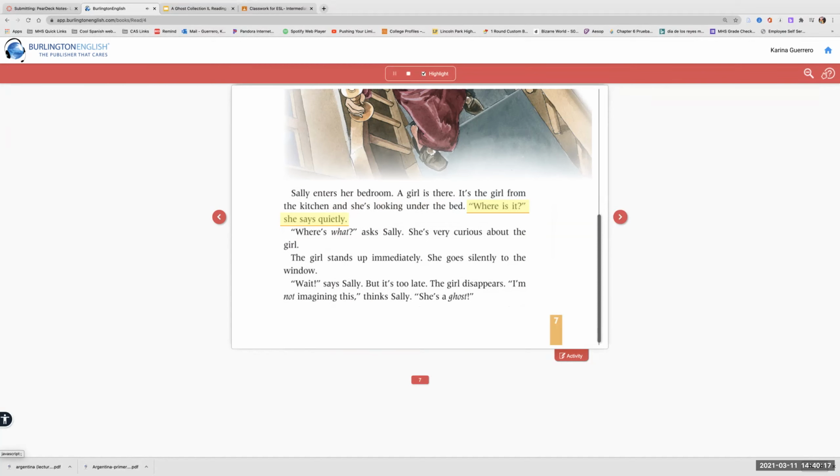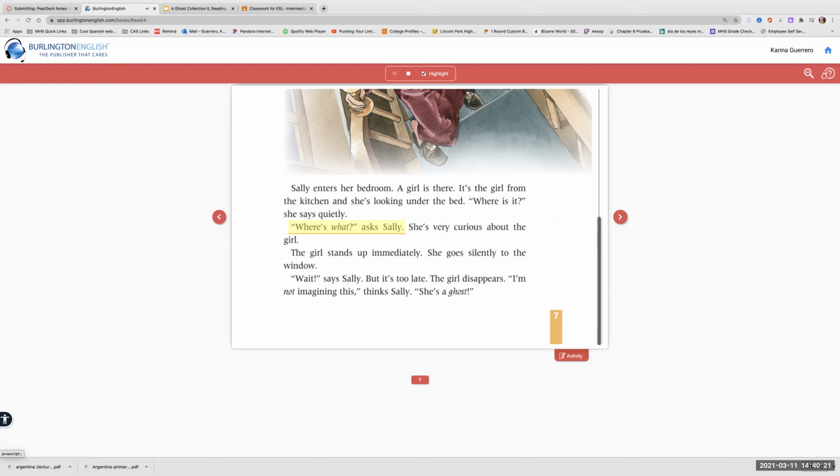Where is it? She says quietly. Where's what? Asks Sally. She's very curious about the girl. The girl stands up immediately. She goes silently to the window. Wait, says Sally. But it's too late. The girl disappears. I'm not imagining this, thinks Sally.